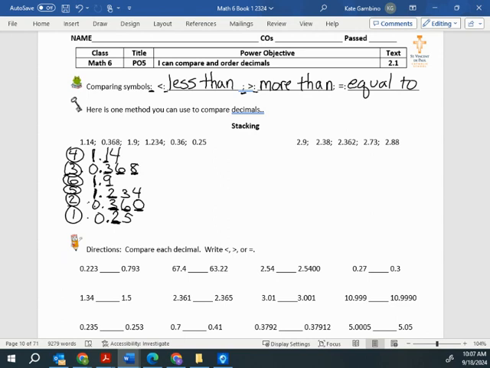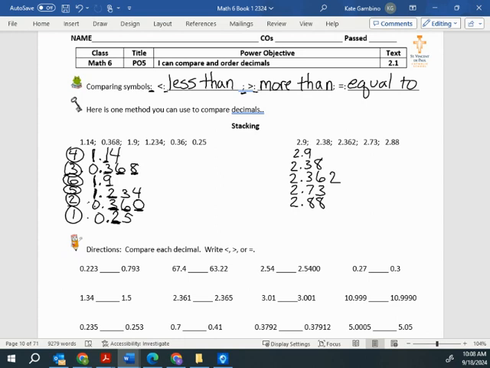Let's try stacking again over on the second side. So we have 2.9, 2.38, 2.362, 2.73, 2.88. I always double check my work to make sure I didn't miss a number. So I have 1, 2, 3, 4, 5 numbers here. 1, 2, 3, 4, 5 numbers that I lined up.